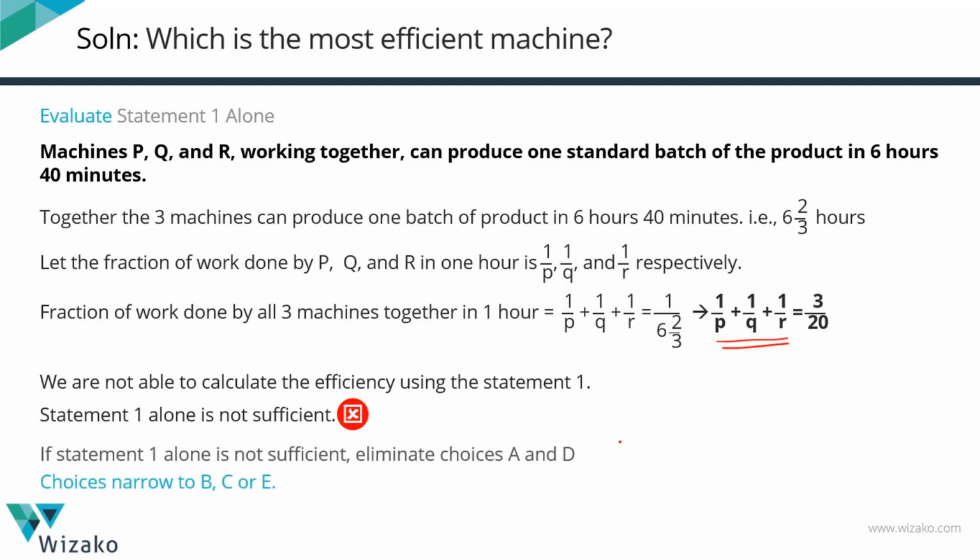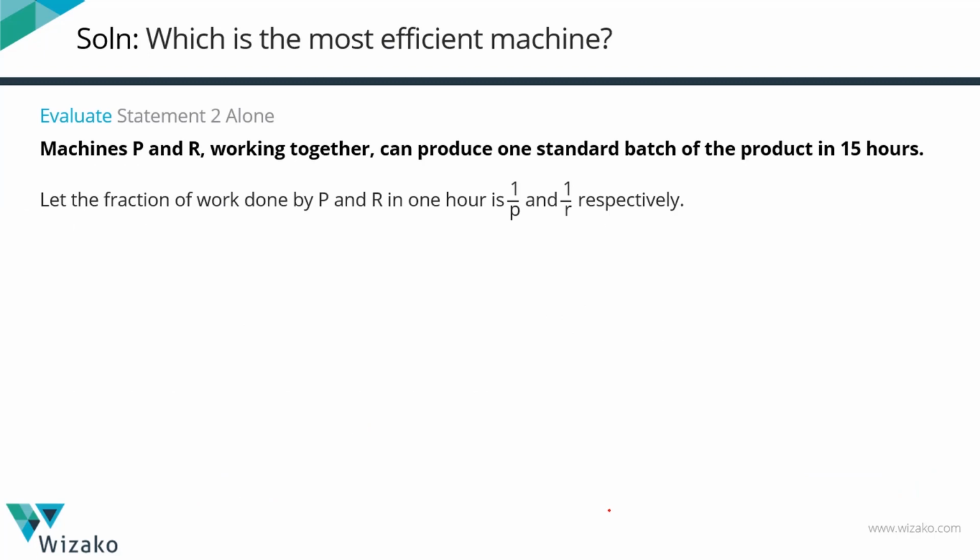Eliminate answer options A and D. We are down to B, C or E. To determine that, let's start by evaluating statement 2 alone. Statement 2 alone gives us the time taken by missions P and R working together. Let's not waste any time with this.